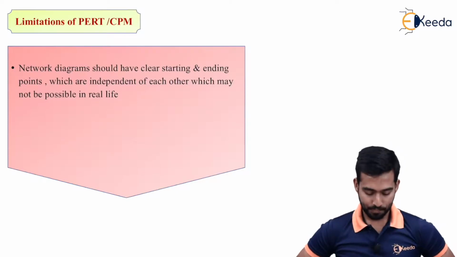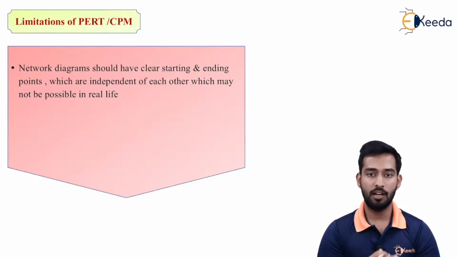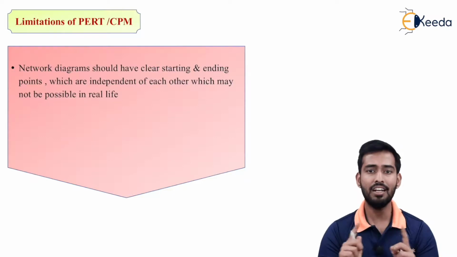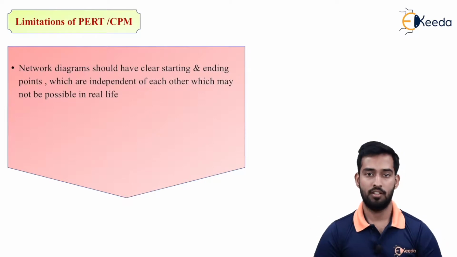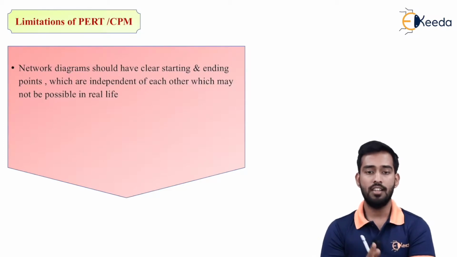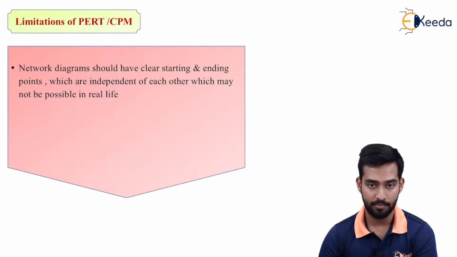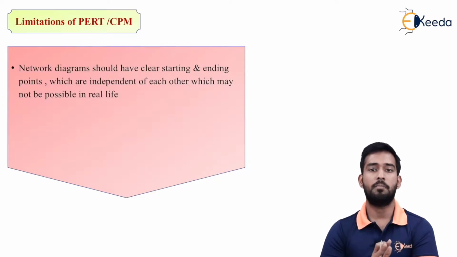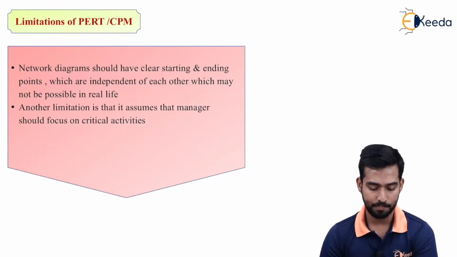For example, we talk about studying. You have exams and you are studying. We can't define that my study will be finished within this particular time only, because it is not possible to define. So your real-time problems cannot be solved by using this network diagram. You should have a clear starting and clear end point, which is not possible sometimes. So we can't apply the critical path method or PERT method for these particular activities or projects.